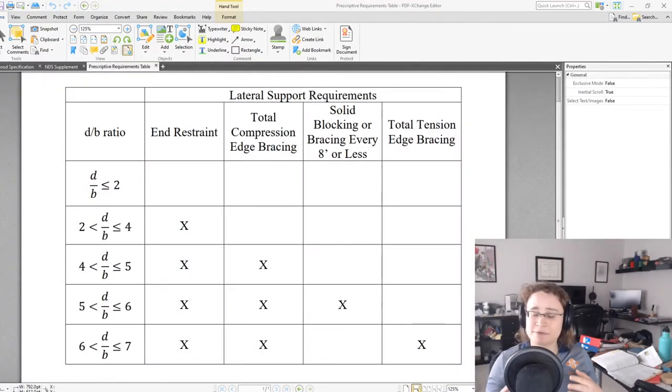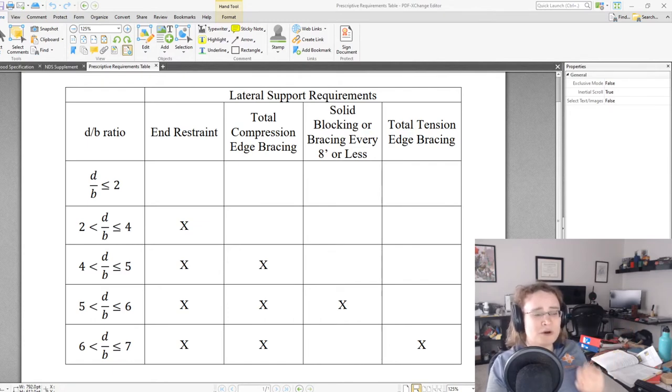Now, I put together this little table here to summarize these prescriptive provisions found in the section we just discussed. Note that as a beam section becomes more slender, the bracing requirements become more stringent. For the end restraint requirements, we have to apply that to anything with a ratio greater than 2. Total compression edge bracing applies for ratios greater than 4. Blocking and bracing are only required between 5 and 6, although you often will provide them at other ratios.